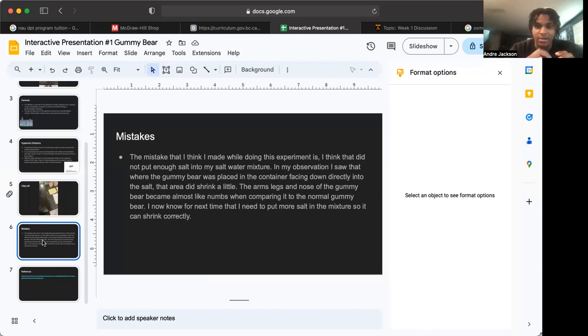Since it technically is tap water, but now it's salt water, and as you saw with the tap water it grew, I think that since I did have salt in the water, it stopped it from growing bigger. But the amount of water I had in there and not enough salt made it not shrink the way it should have.